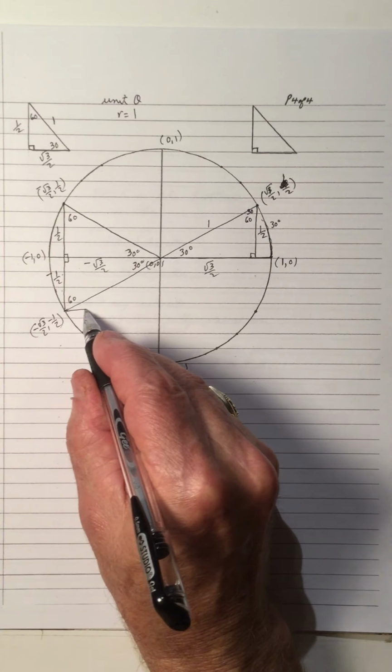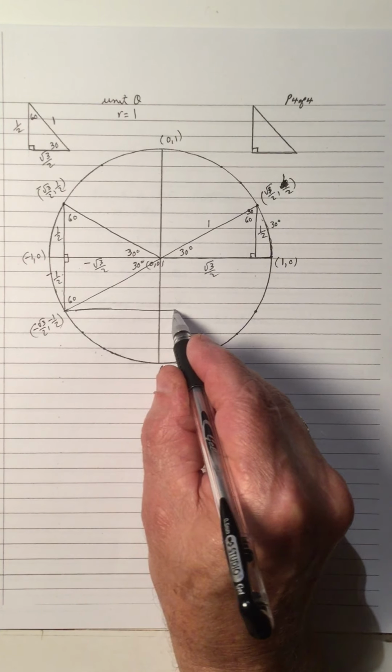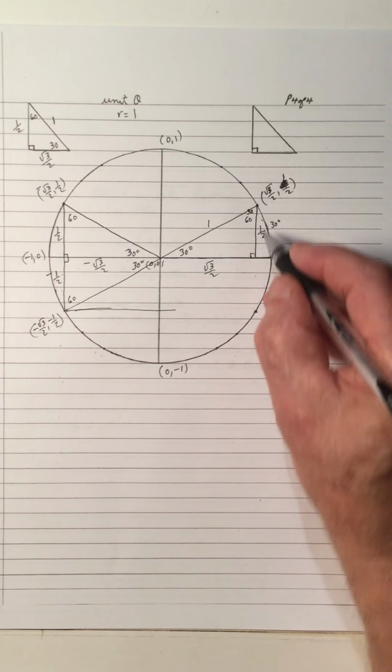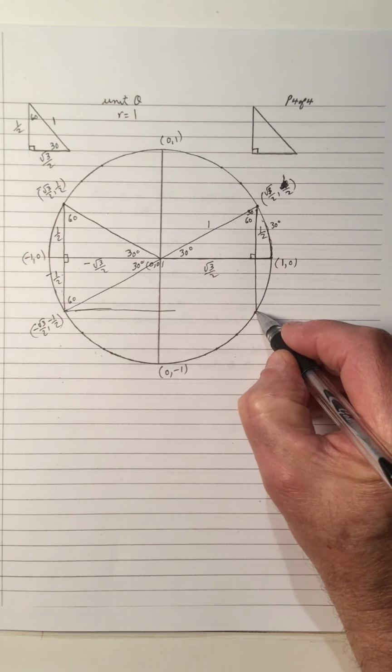And if we go right over to the fourth quadrant, right on through here, drop the perpendicular down through.